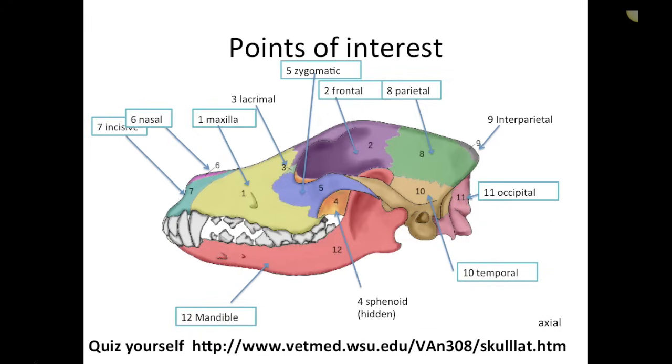So the nasal bone houses the nasal turbinates. I'm sorry, I can't speak, and that helps moisten the air before it's breathed into the skull.